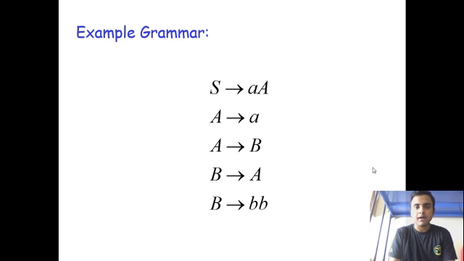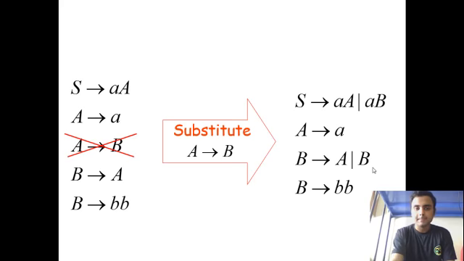Now let us consider a grammar. Our grammar is capital S tends to small a, capital A tends to small a, capital A tends to capital B, capital B tends to capital A, capital B tends to small b, small b. Now we are going to replace capital A with capital B wherever it is possible in the productions because it is a unit production. So finally we have replaced everywhere capital A with capital B, and we have now got our new grammar which is without capital A, that is without unit productions.